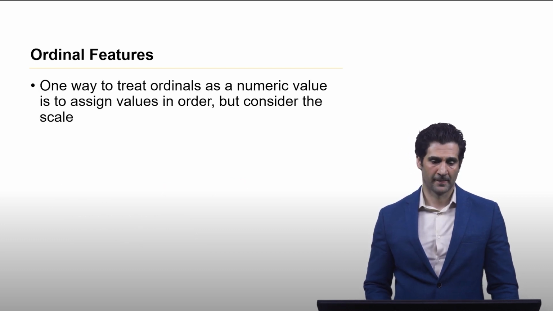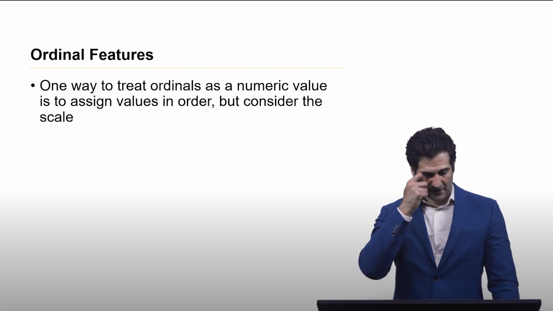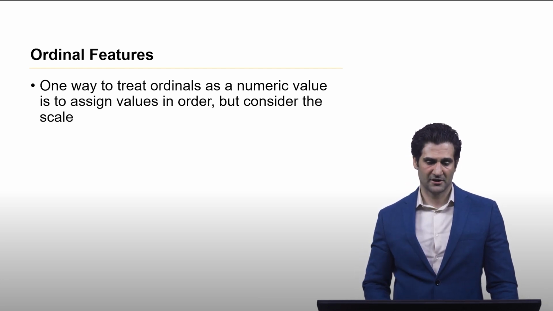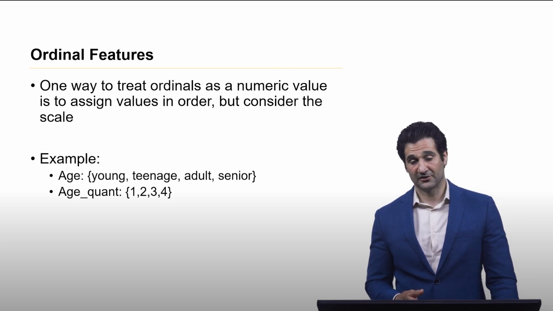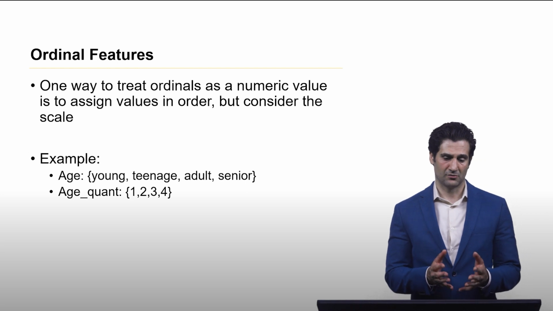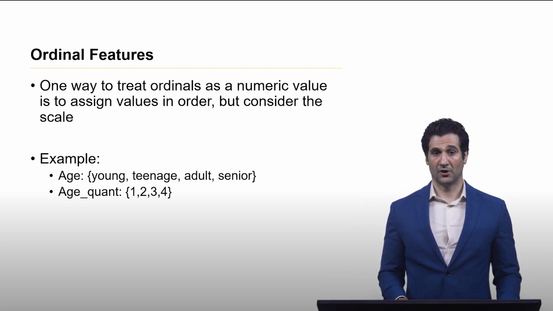Ordinal features. One way to treat ordinal categorical values is to assign them values based on the order. But note, this does not consider the scale. So now we have young, teenage, adult, and senior. We transform this to 1, 2, 3, and 4.